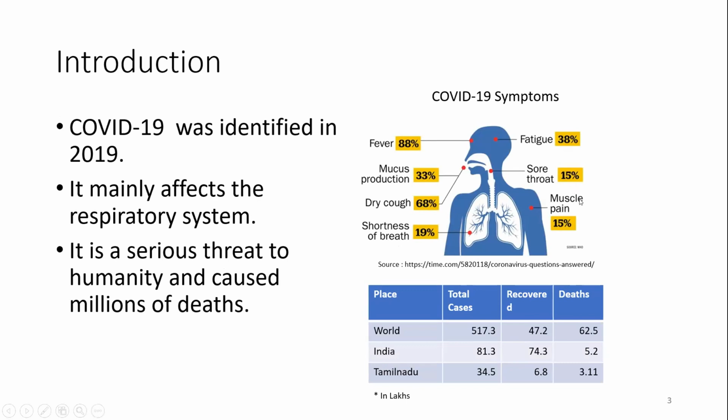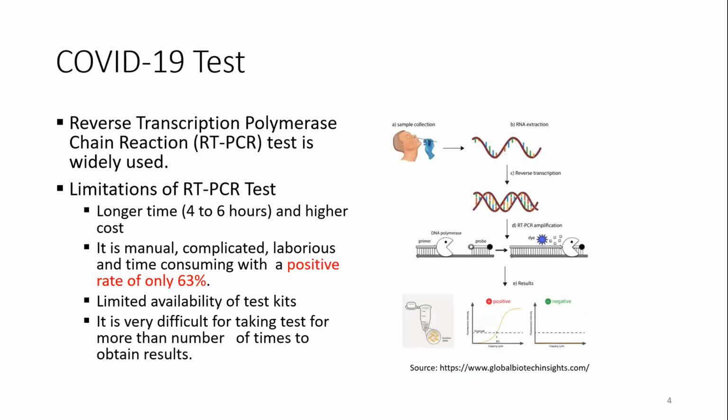Then the above table shows the COVID report around the world, our country and our state. It is mentioned in lakhs. Then we move on to the COVID-19 test. There are so many tests available nowadays, but in the early stage, there was only one familiar test, that is reverse transcription polymerase chain reaction, that is RT-PCR.